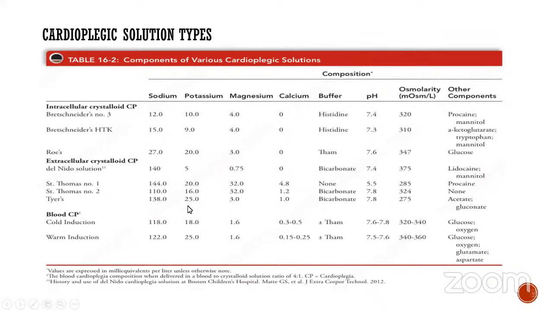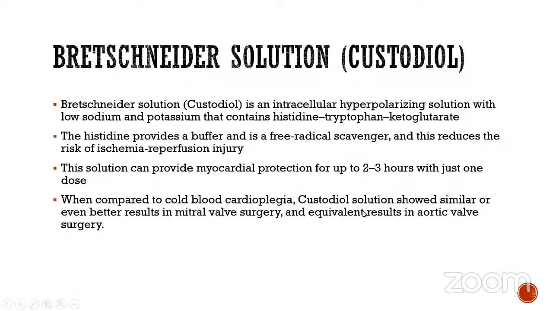Sodium, it contains about 110 millimoles, 16 millimoles of potassium, 32 millimoles of magnesium, calcium relatively low at 1.2. The buffer that is used in this solution is bicarbonate. The pH of the solution is 7.8. The osmolarity is about 324. That's it about the solution.